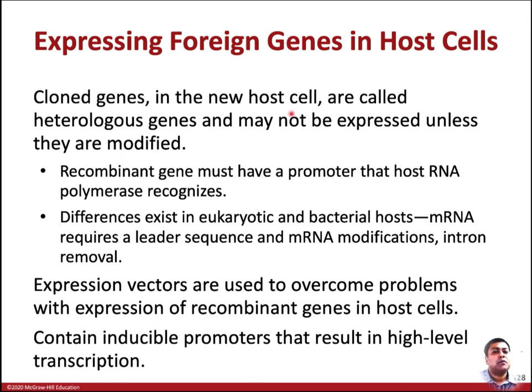Because what happens? Suppose the insulin gene, if you just put it in a regular plasmid, and the regular plasmid doesn't have any promoter in front of the gene, no RNA polymerase will bind and express that gene. So the recombinant gene must have a promoter that the host RNA polymerase recognizes. It means if we are trying to make human insulin in E. coli cells, I will have to have a vector, and this vector is called an expression vector. It's not a cloning vector.